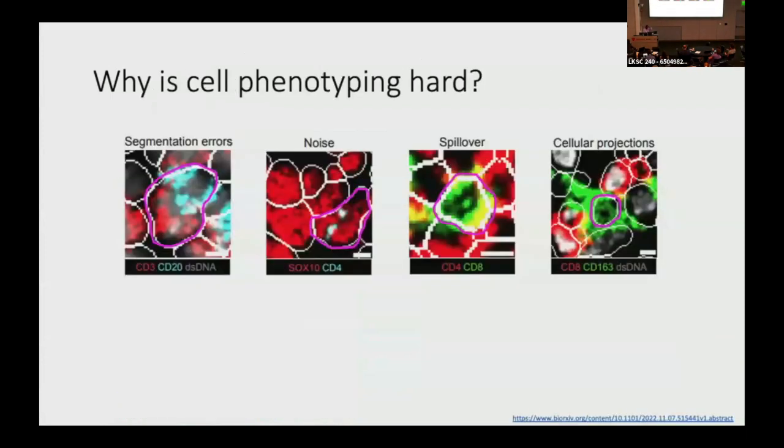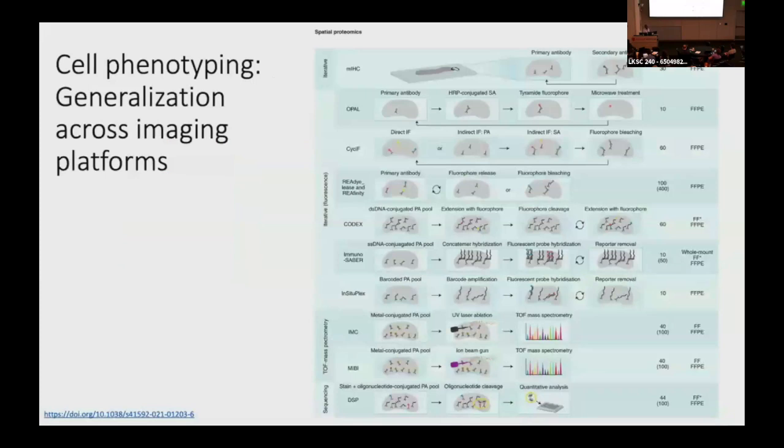For cell phenotyping, the reason why this is hard, some of it is due to just the artifacts that are present in these data. You get segmentation errors, you get labeling noise, you get spillover of markers between neighboring cells. This can be solved with good labeled data and vision models. The big problem is generalization, and that is alluding to the fact that there are a wide variety of different spatial proteomics platforms that are now available. Some of them use imaging with light, others use imaging with mass spectrometry. This again can be solved with labeled data and vision models.